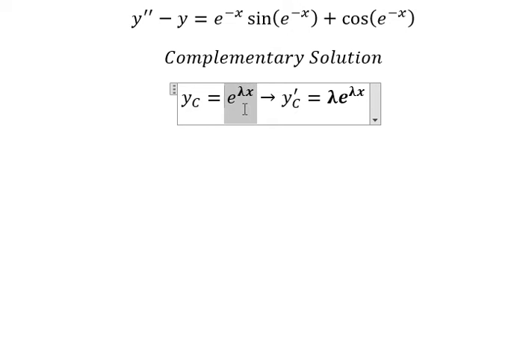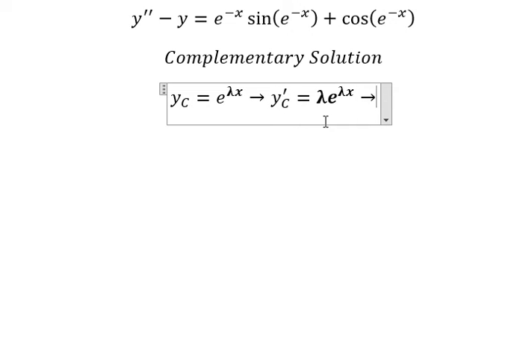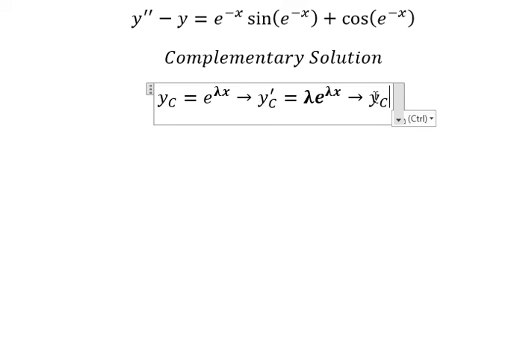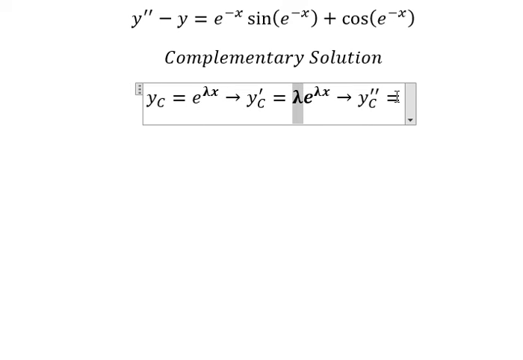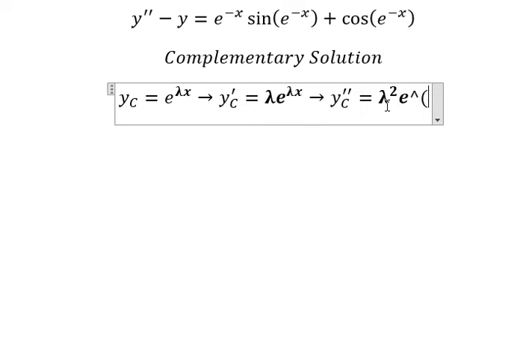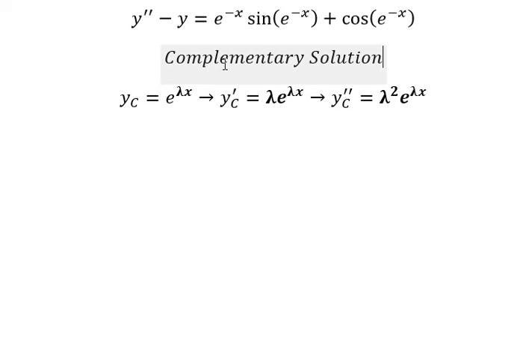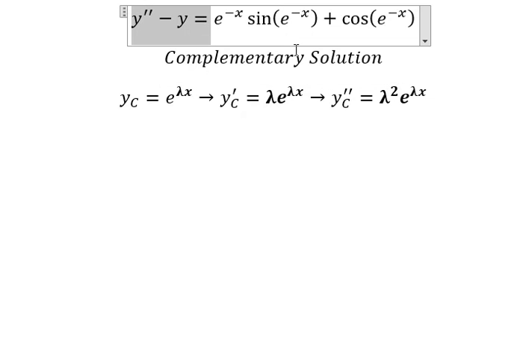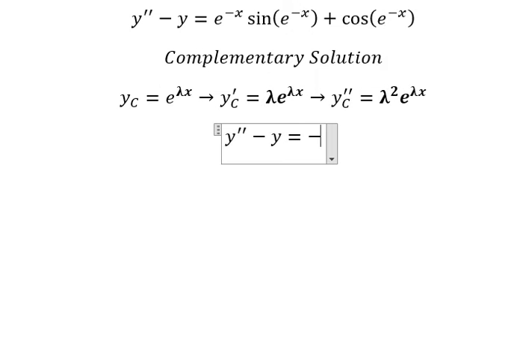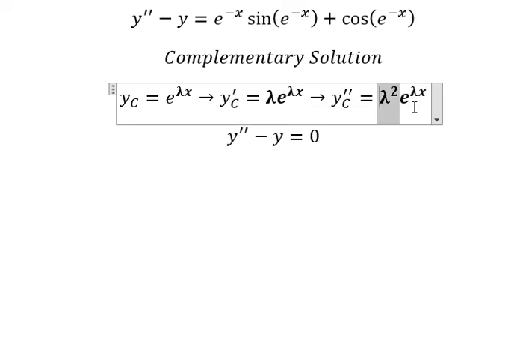If we take the first derivative, we keep the same e to the power of lambda s, and the derivative of lambda s gives lambda. Now for the second derivative, we have lambda squared e to the power of lambda s. Because this is about the complementary solution, this equals 0. Now I will substitute this one here and this one here.